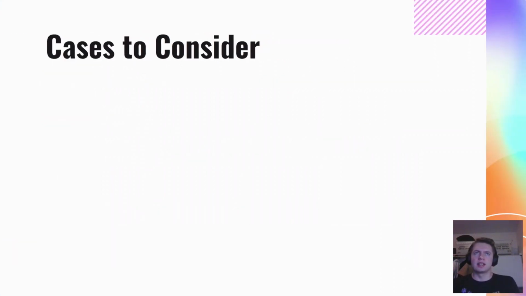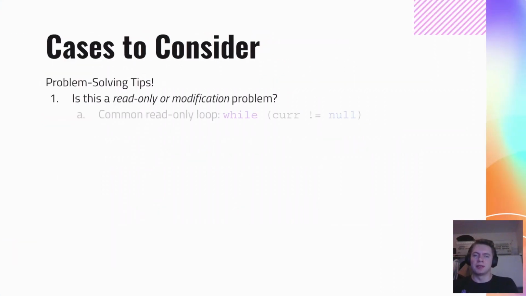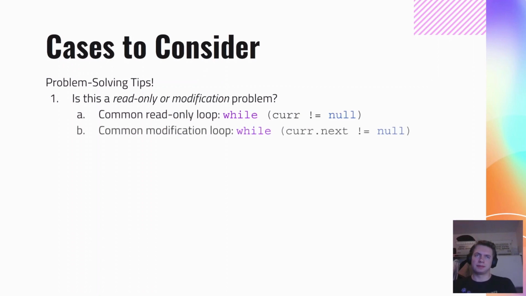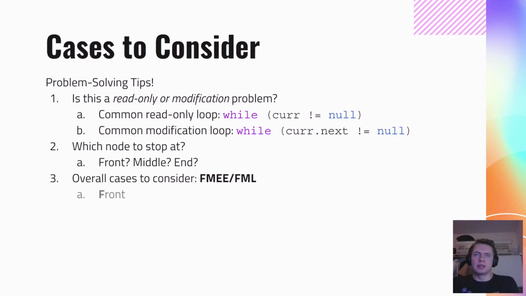And we also talked about cases to consider when solving linked list problems. Like I said, if these are read-only problems, then cur is not equal to null will usually work when traversing. However, in modification problems, most of the time it'll be cur.next. We need to consider whether we're stopping at the front, middle, or end of a linked list, because that modification will be slightly different, as shown in the previous example.